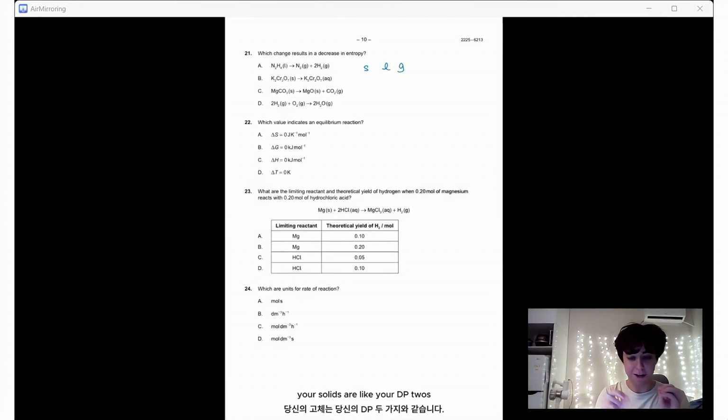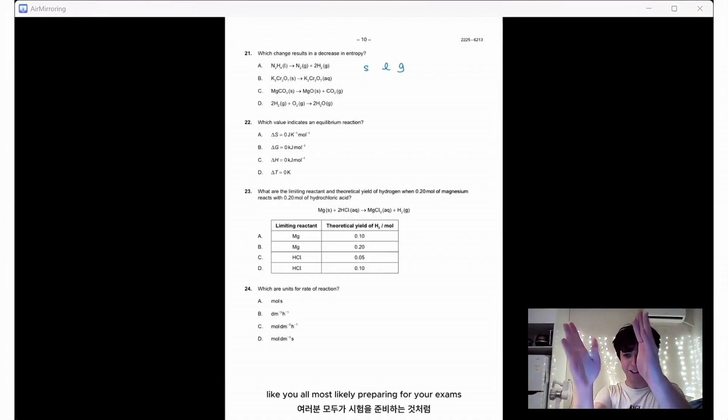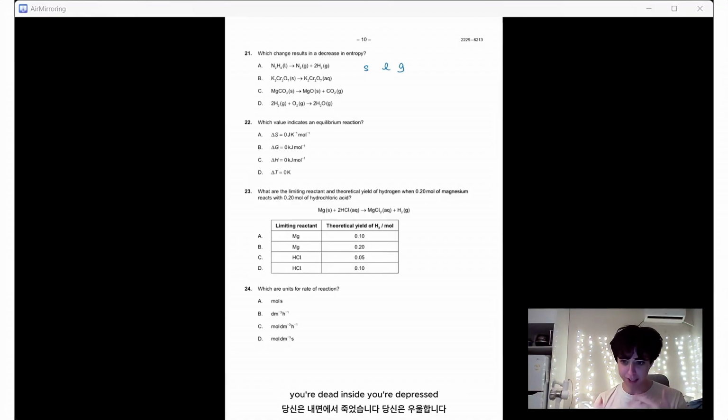Your solids are like your DP2s, like you all most likely preparing for your exams. Your DP2s, you're dead inside, you're depressed, you're not moving, you're chilling, vibrating in place because you're anxious, but you're not really moving. Not a lot of chaos there. Liquids are like your DP1s. They're kind of chilling. They're moving around a little bit, but not a lot. They're a little nervous because they're starting a program. A little bit of disorder because they're getting used to it.